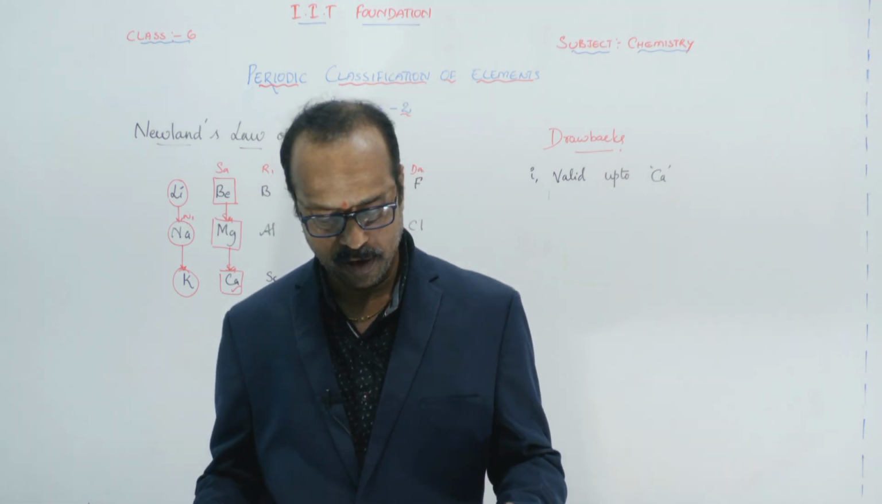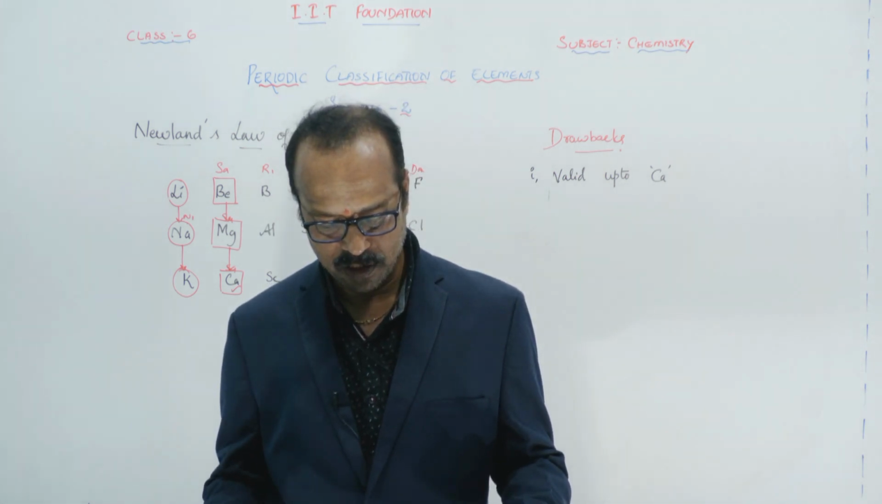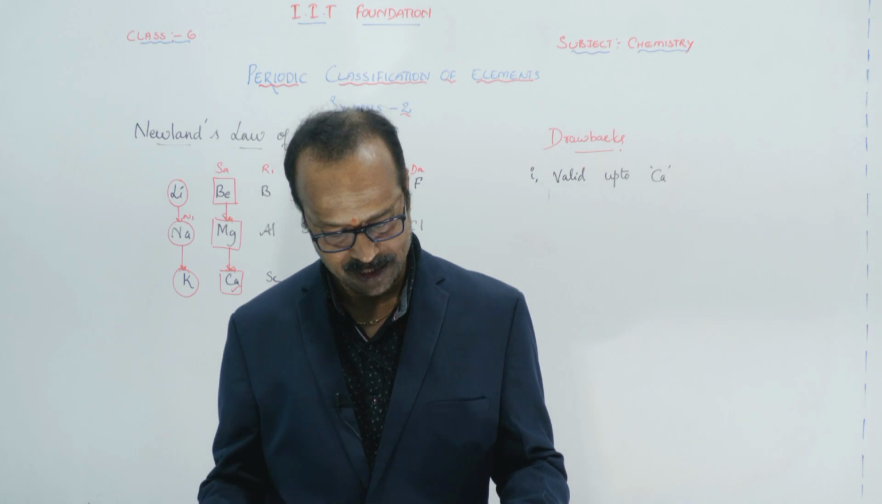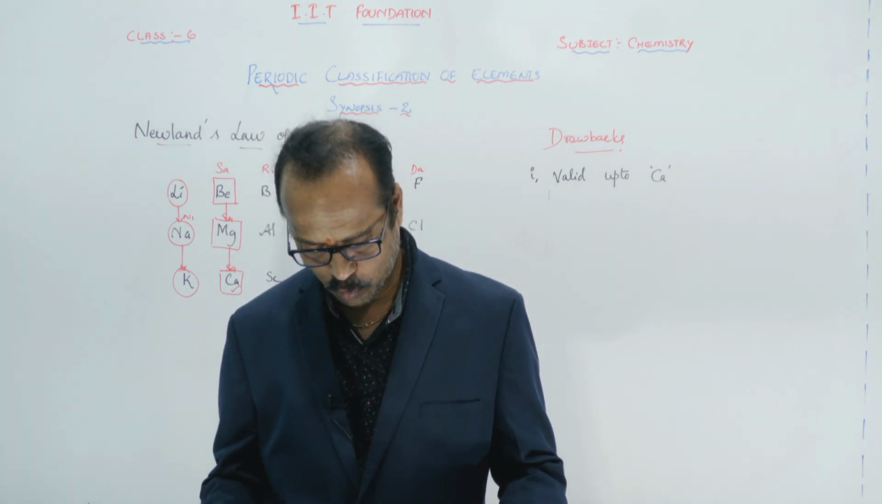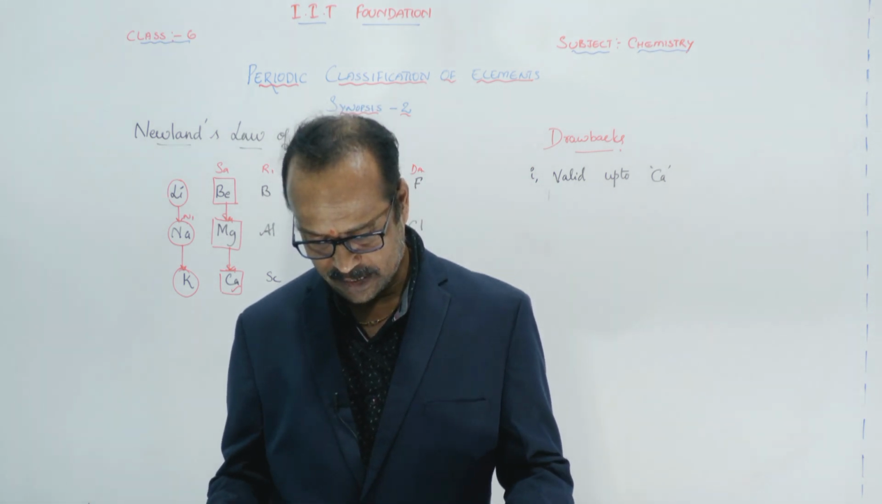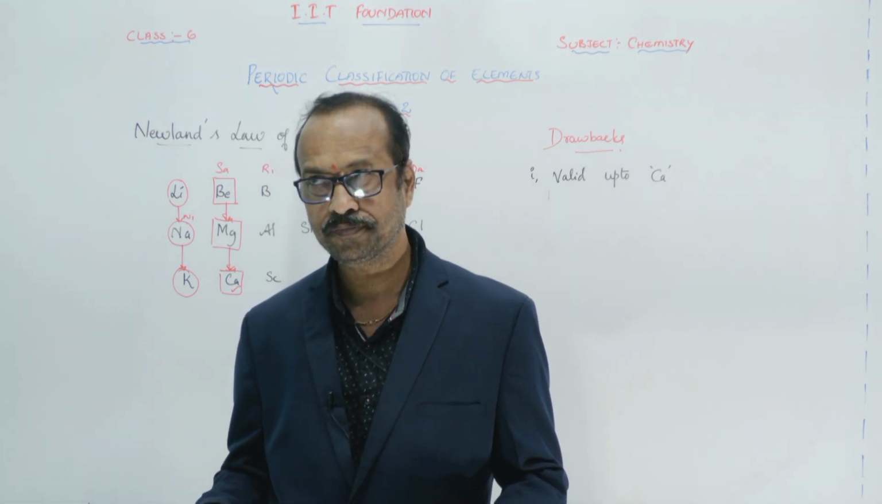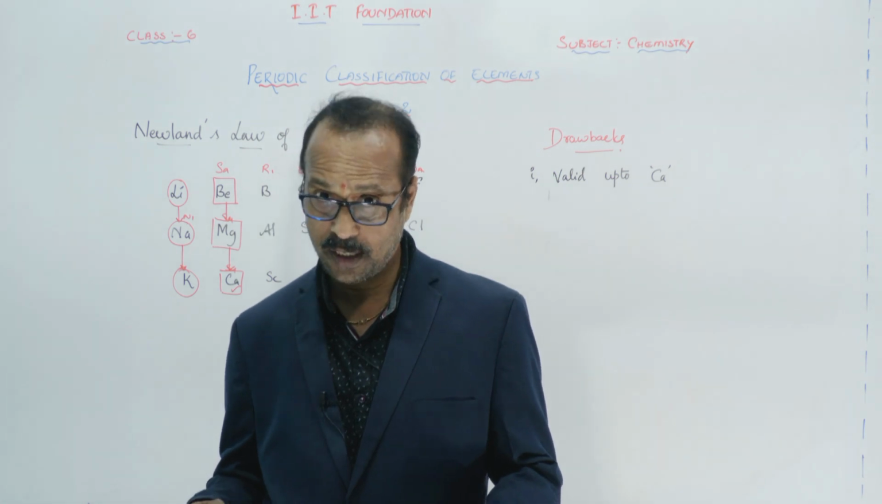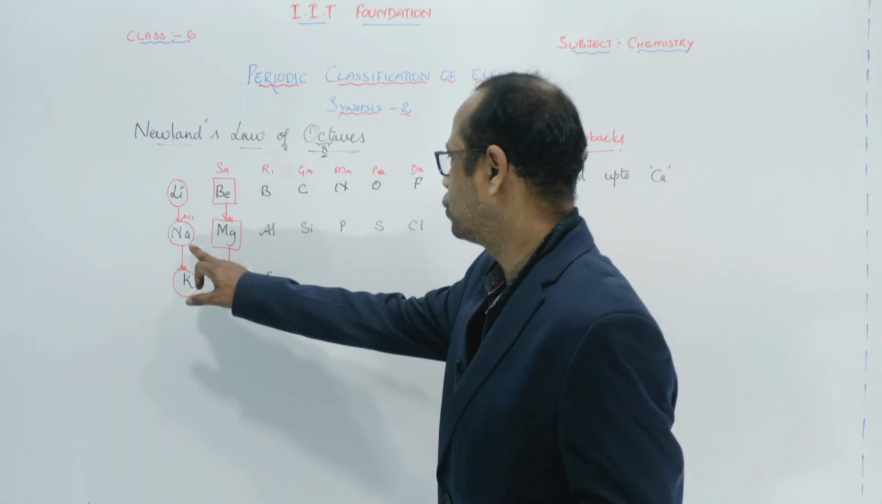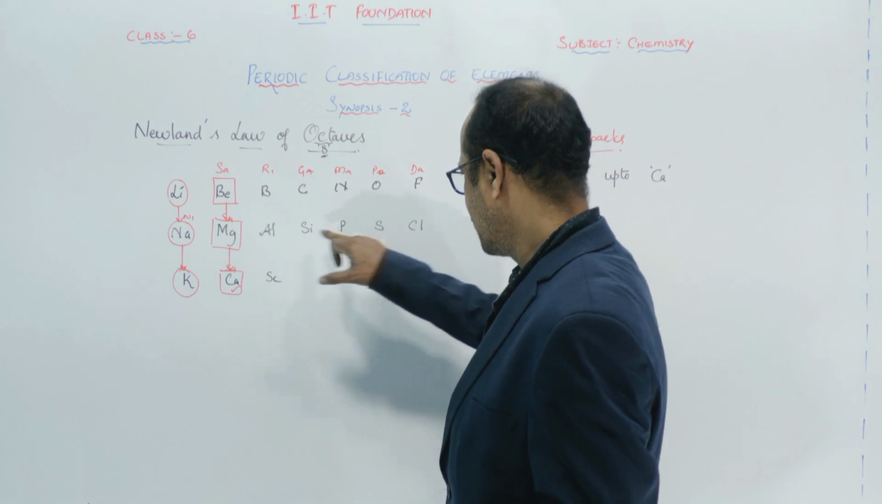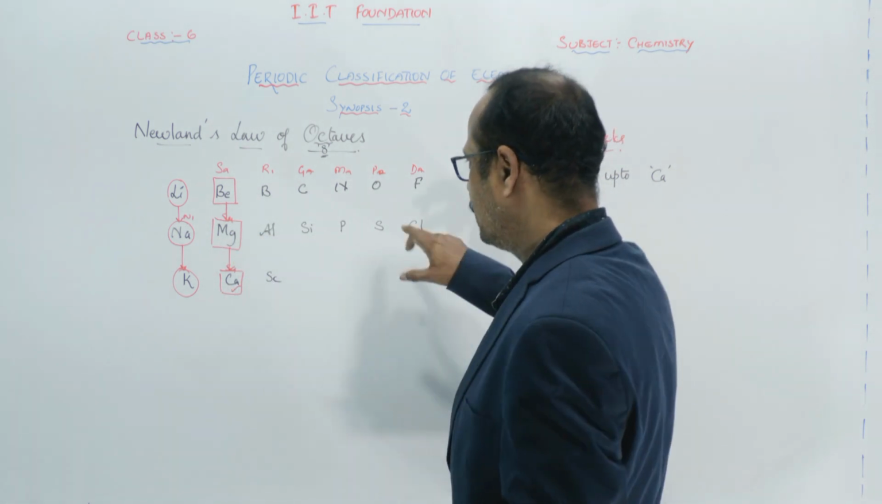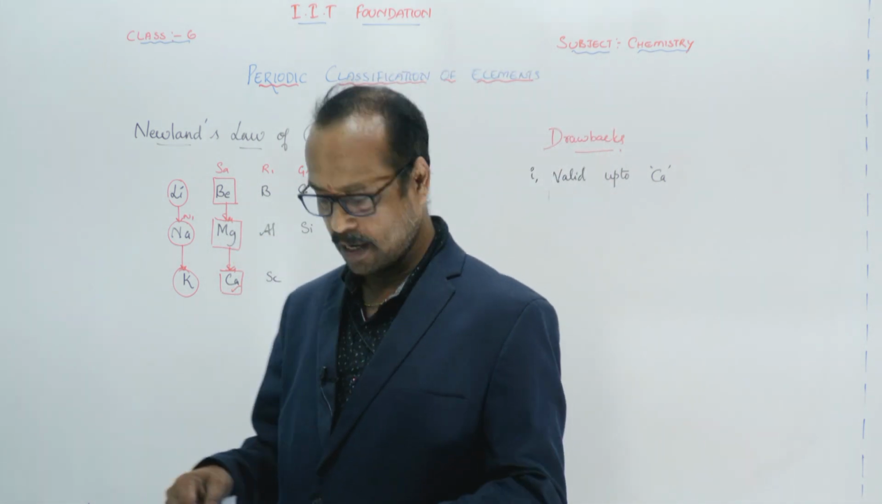Which of the following pairs has both members from the same period of the periodic table? Sodium and calcium? No. Sodium and chlorine? Yes. See, sodium and chlorine are both in the same line, and this is called a period. So the answer is sodium and chlorine.